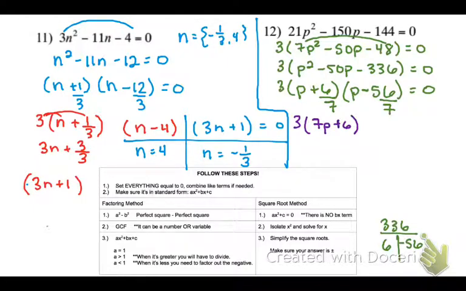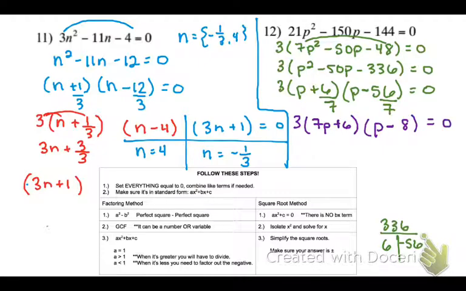Okay? I'm not doing the work like I did over here. But all I'm doing is multiplying p by 7, which is 7p. I'm multiplying 6 by 7, which will give you 42 divided by 7, and it gives you 6. Okay? So now for the next one, 56 divided by 7, that does divide nicely. So I'm going to be left with p minus 8 is equal to 0.